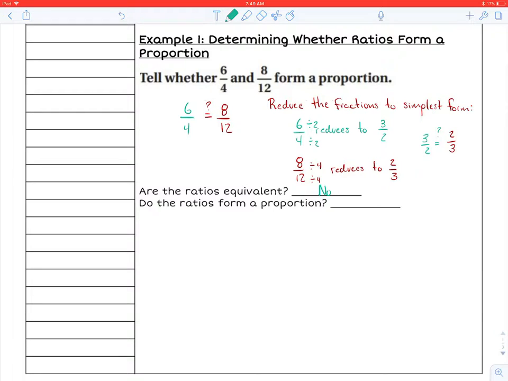So do the ratios form a proportion? If they're not equivalent or they're not equal, then they do not form a proportion. They don't reduce to the same simplest fraction. So we would say that they do not form a proportion.